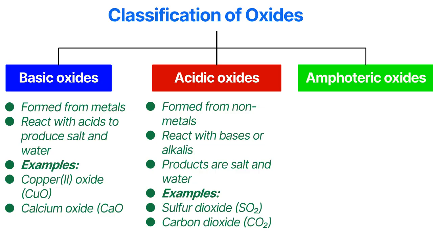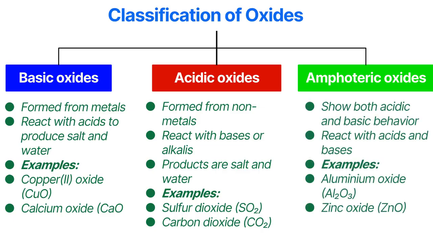Next, let us examine the amphoteric oxides. We now come to amphoteric oxides, which are slightly more challenging but very important. Amphoteric oxides can behave as both acids and bases. This means they can react with acids and also react with bases, producing salt and water in both cases. Aluminium oxide and zinc oxide are common examples you must remember. Now we will be looking at the reactions of these oxides.